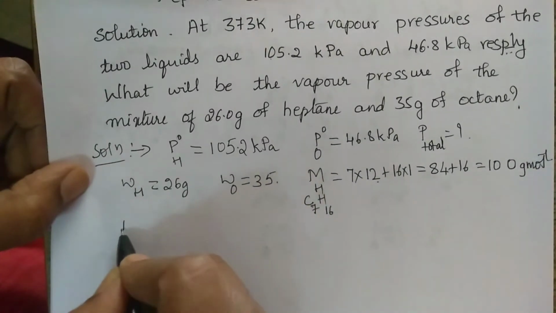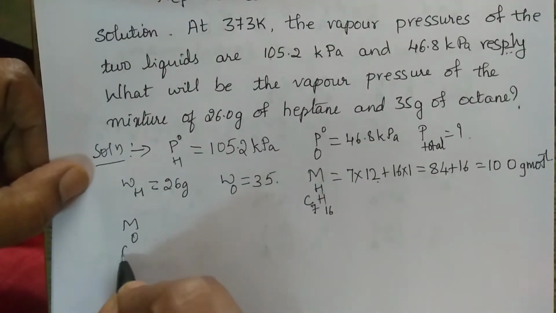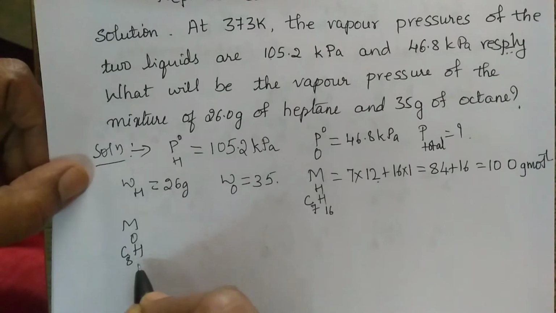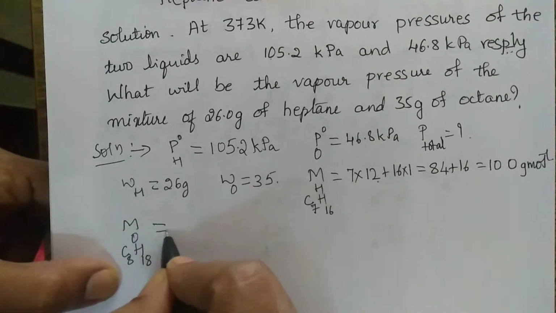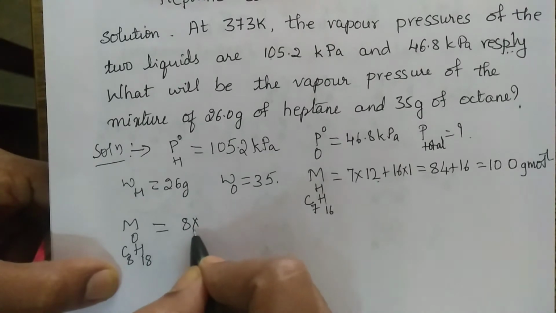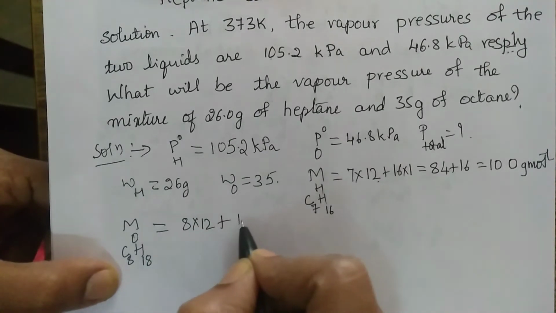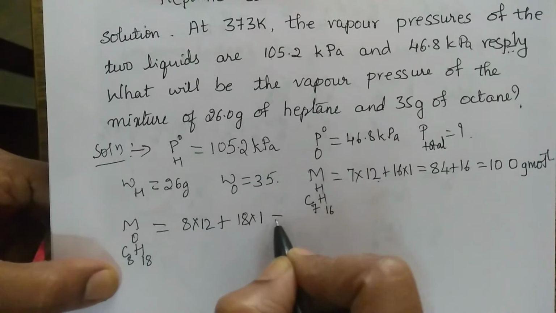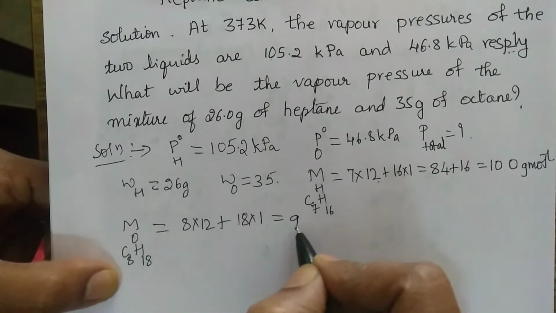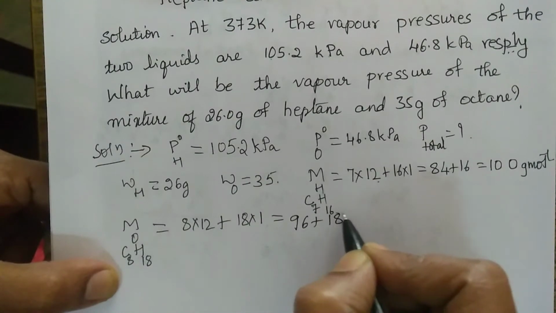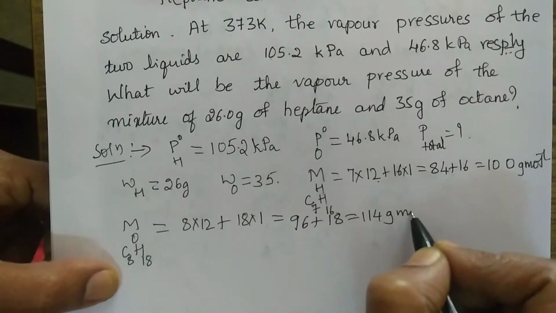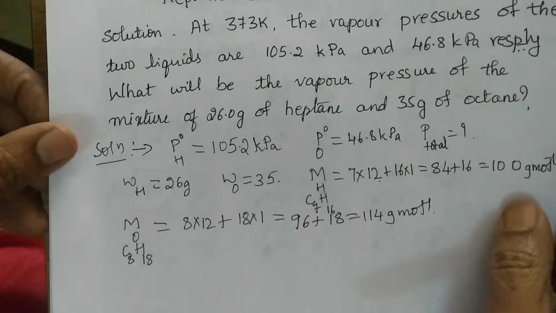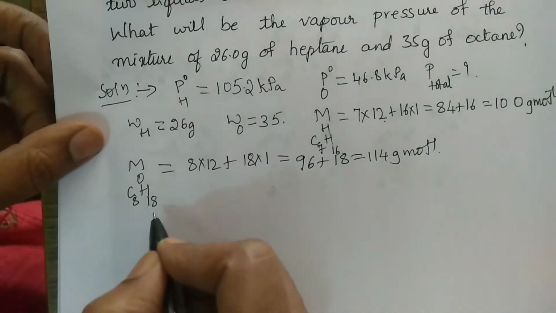Next they have given the molar mass of octane. Octane is C8H18, so that should be equal to 8 into 12 plus 18 into 1. That is equal to 96 plus 18, which is equal to 114 gram per mole. Right. So now we will calculate the number of moles.